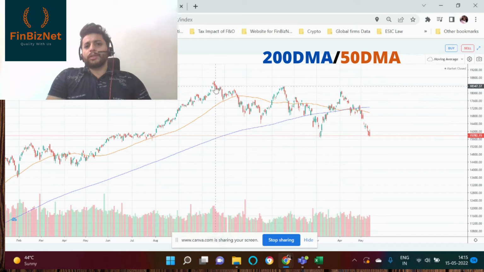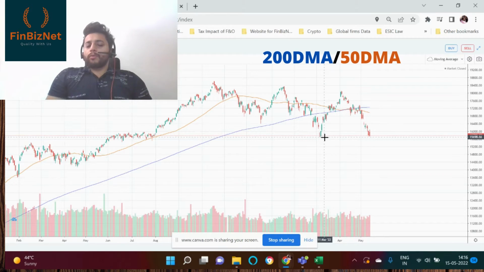Why? Because it's making a new low here, and then it has bounced back, but it has not crossed the prior level, and then it has again made a new low, which is this one, right? But again it bounced back, but it's again a point which is lower than this one. Then it's called a lower high, right? And a new low.